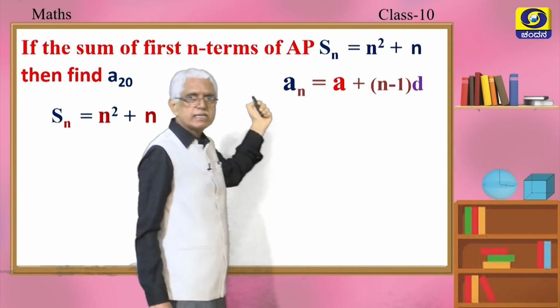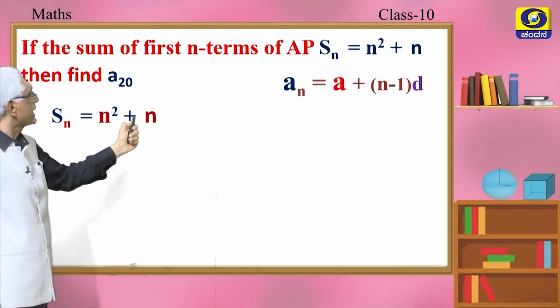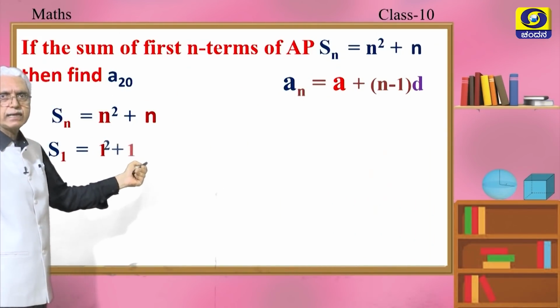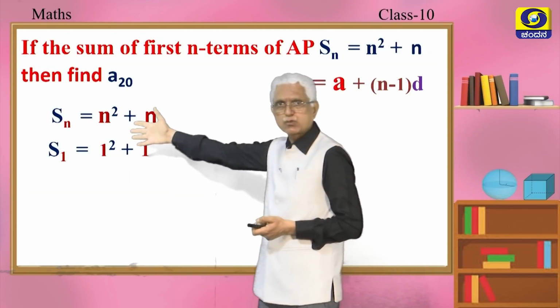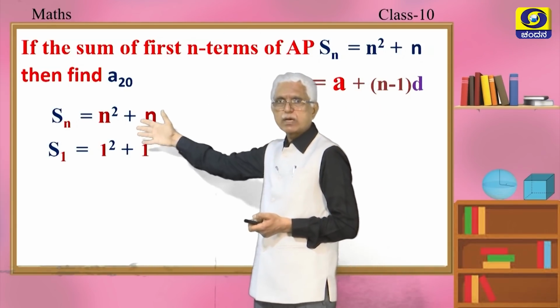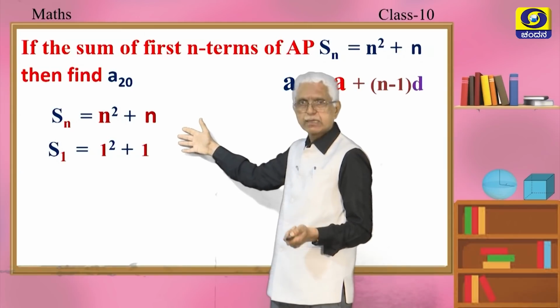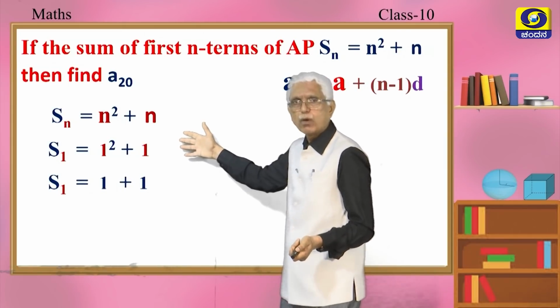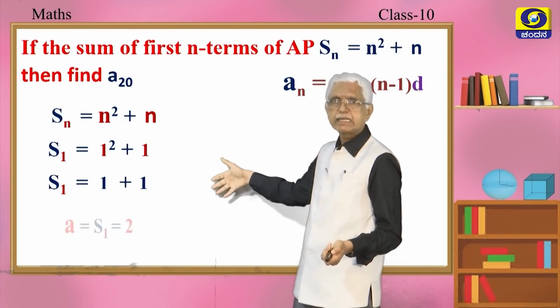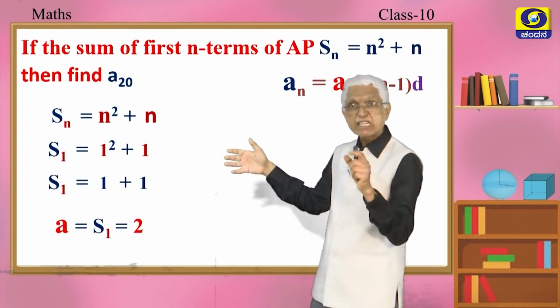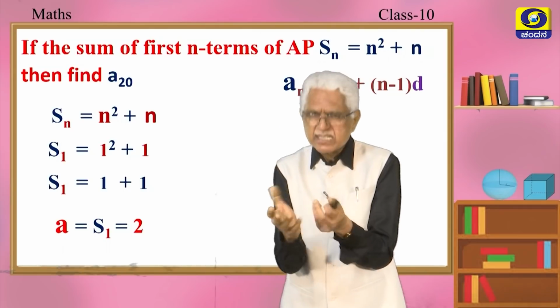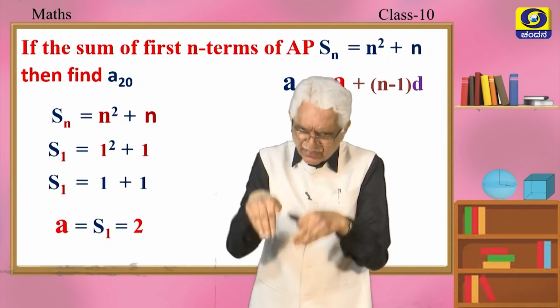You have Sn is equal to n square plus n, right. What happens? Let us see. First let us find out S1. S1 is 1 square plus 1, and that is 1 plus 1, which is 2. So S1 is 2. S1 is nothing but the sum of the first term.